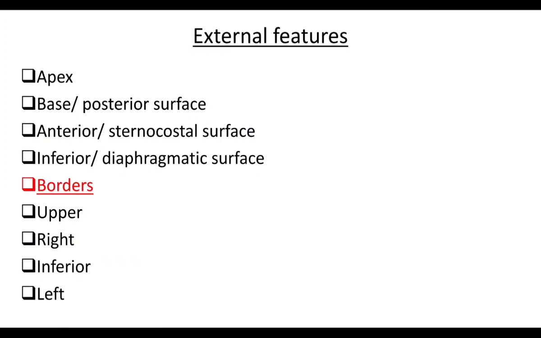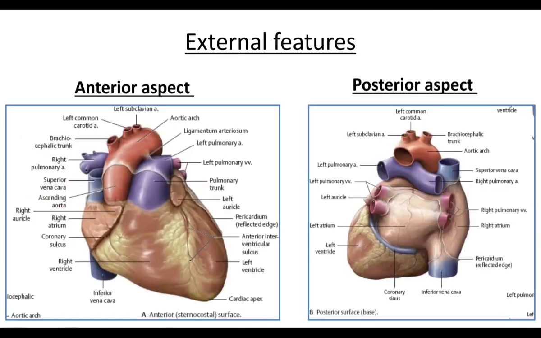Then what are the external features of the heart? You can see that the heart has an apex, base, anterior surface, inferior surface, and some borders like upper border, right border, inferior border and left border. So now we are going to see the detailed anatomy of the heart. Here in this first diagram we are seeing the anterior aspect of the heart.